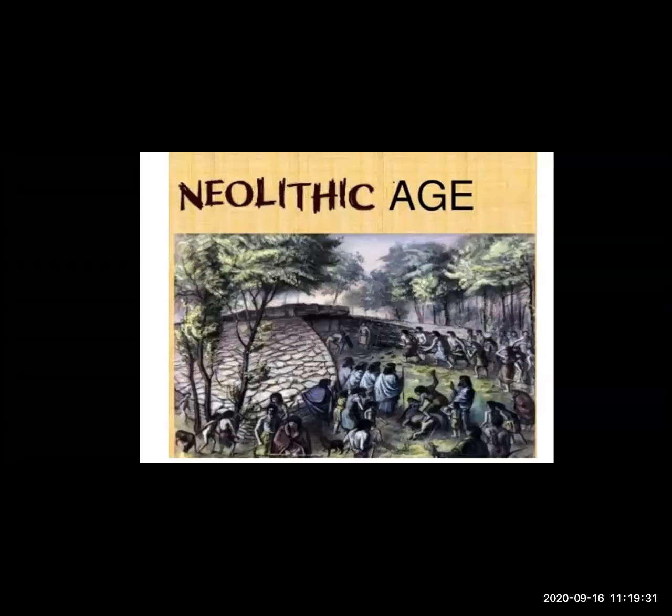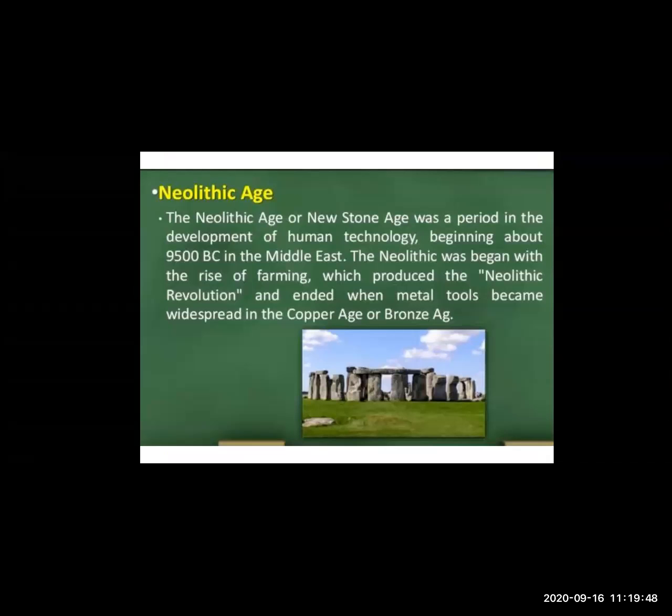Now coming to the Neolithic age. Neolithic age means the new age. The life we are having today is a type of Neolithic age life. The Neolithic age, or the New Stone Age, was the period in the development of human technology beginning about 9500 BC in the Middle East.